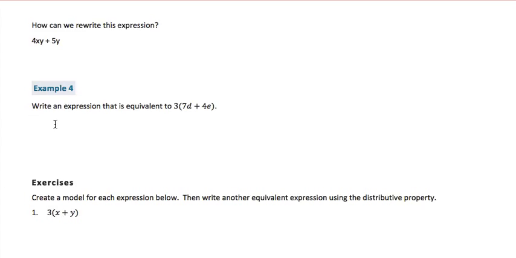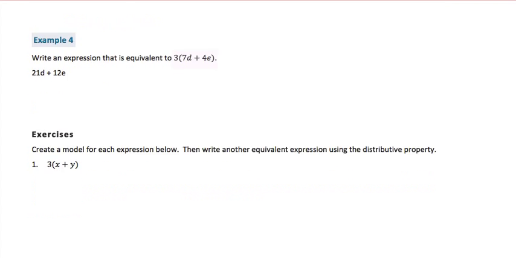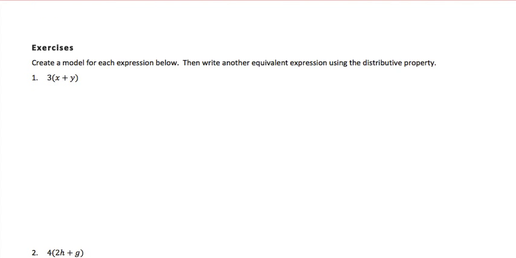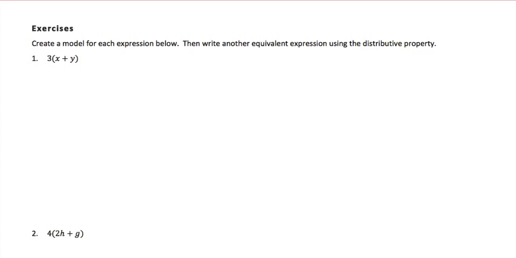Now let's do the same thing for a little practice in example 4. We'll write an expression equivalent to 3 times (7d plus 4e). So we multiply 3 times 7d, giving us 21d, and 3 times 4e, which will be 12e. In the exercises, they ask you to draw a model for each of the expressions and then write another equivalent expression using the distributive property.